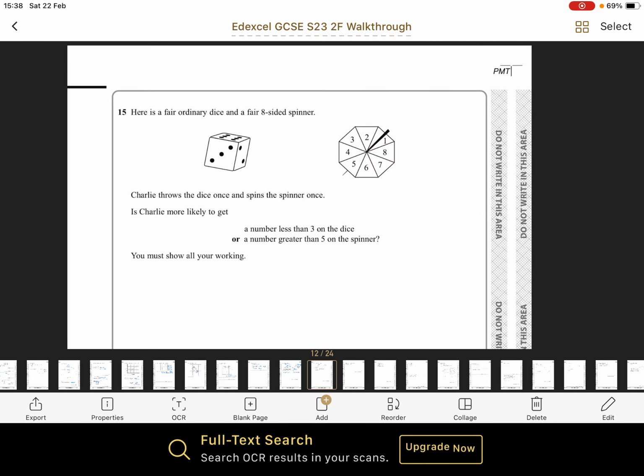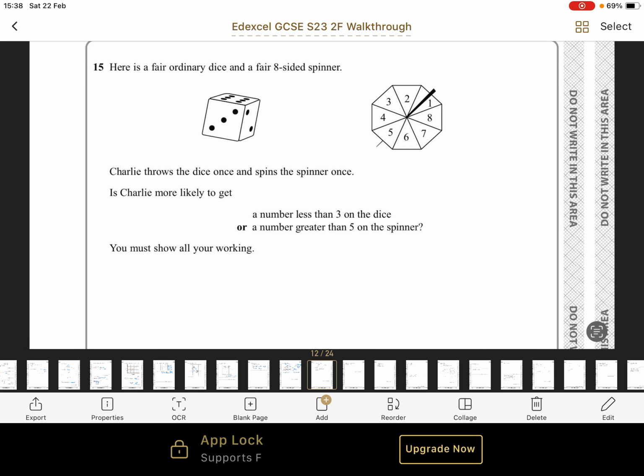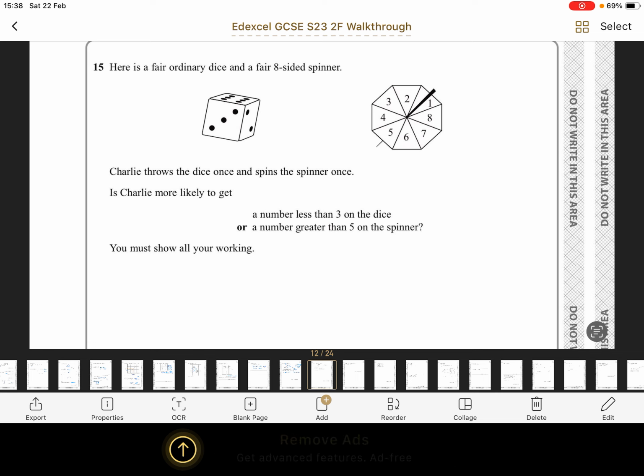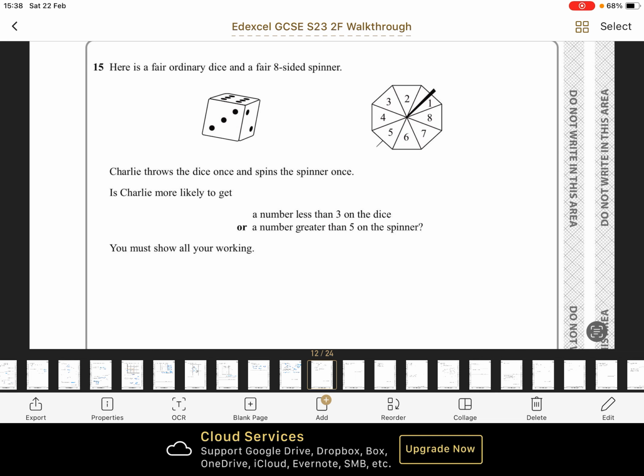On to question 15. Here is a fair ordinary dice and a fair 8-sided spinner. Charlie throws the dice once and spins the spinner once. Is Charlie more likely to get a number less than 3 on the dice or a number greater than 5 on the spinner?